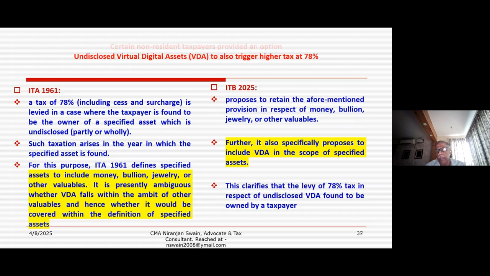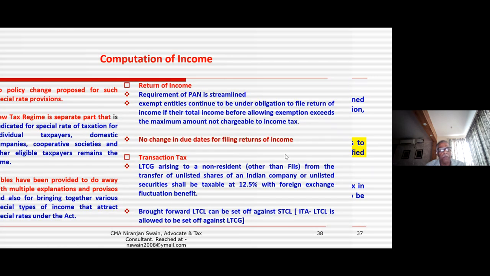And the bill takes into account the VDA. Earlier it covered money, bullion, jewelry, or other valuable asset. Now it includes the VDA also. So that means the scope has been expanded for the purpose.